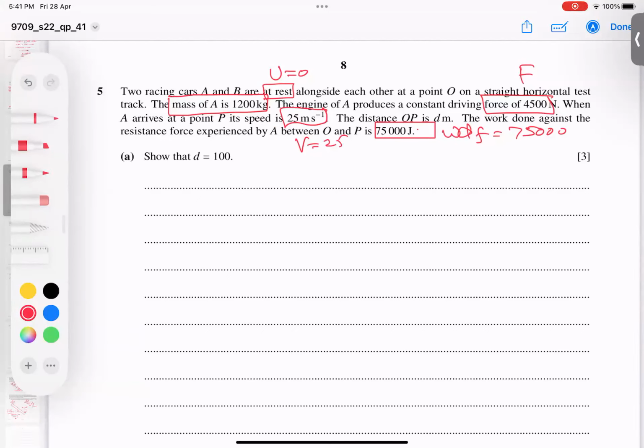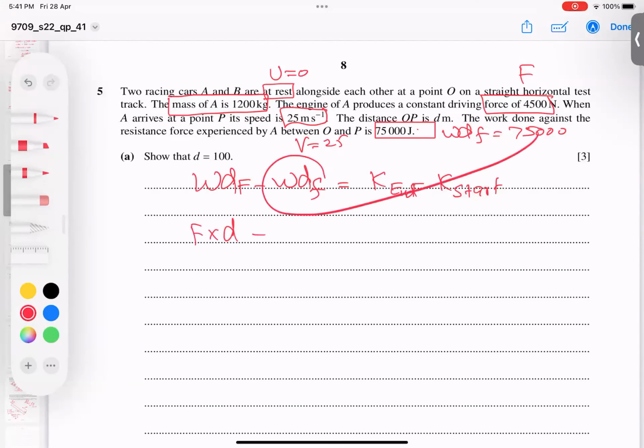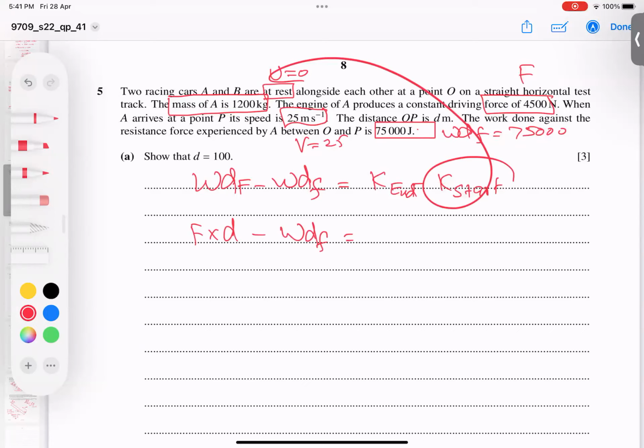I always apply the magic formula: work done by applied force minus work done by frictional force is equal to the change in kinetic energy, because it is moving on a horizontal track. So kinetic energy at the end spot minus kinetic energy at the start spot. What is the work done by applied force? The formula is F times distance, and this value is directly given, so I'm leaving it as it is. But starting from rest, use zero, so only kinetic energy at the end spot is left.